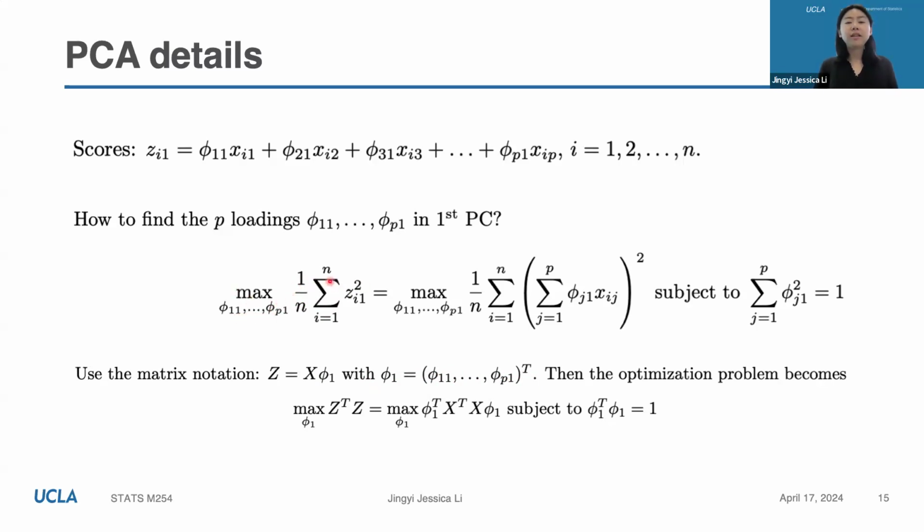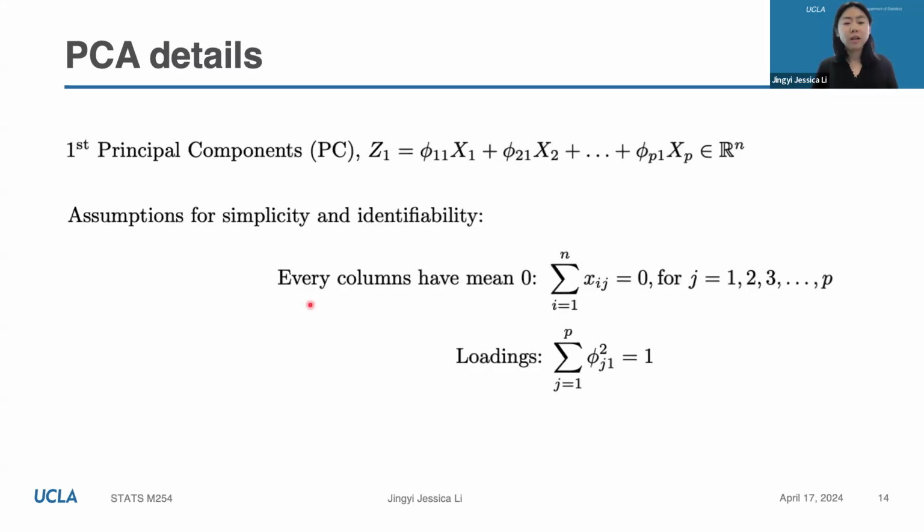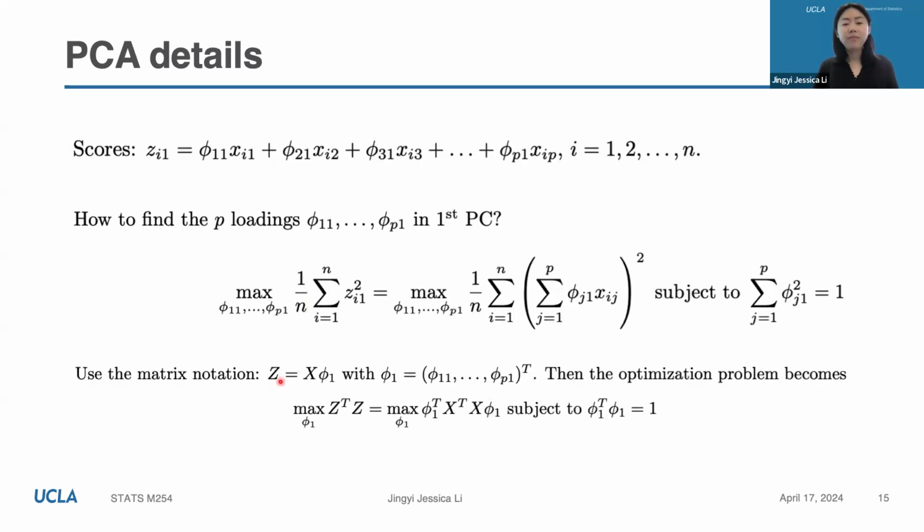So we just look at the summation of zi1 squared, i from 1 to n. You can show that it's basically z transpose z. Z is what? All right, so I should make a correction, because I now change this to z1. So this should be z1. Okay, this should be z1 and this should be z1.